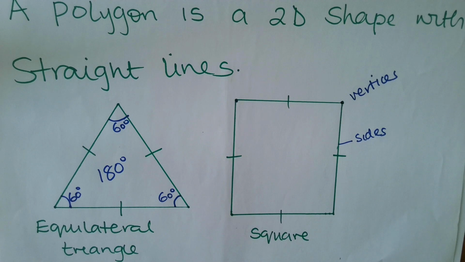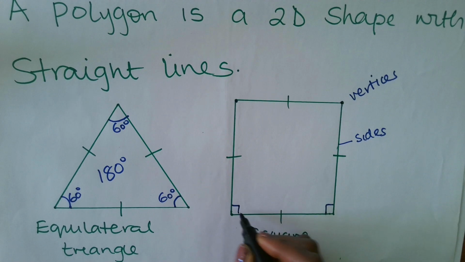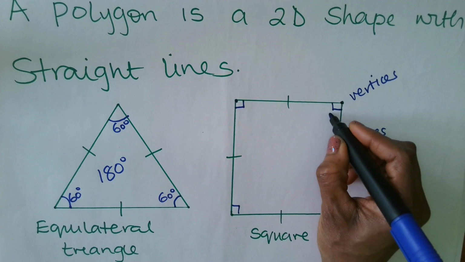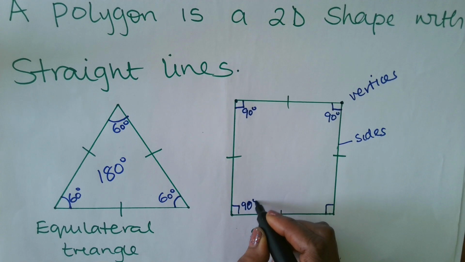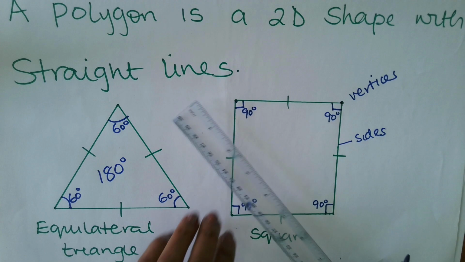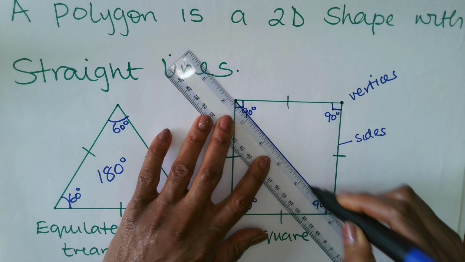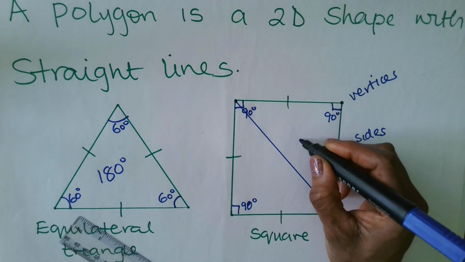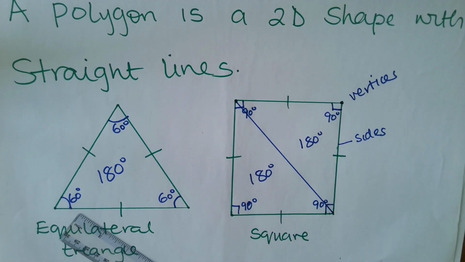A square is 360 degrees. So each of these corners is 90 degrees. If I split this square into two, I'm going to get two triangles. Each of the triangles will sum up to 180 degrees, and this one will sum up to 180 degrees.